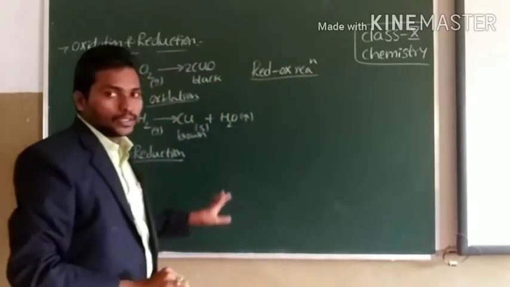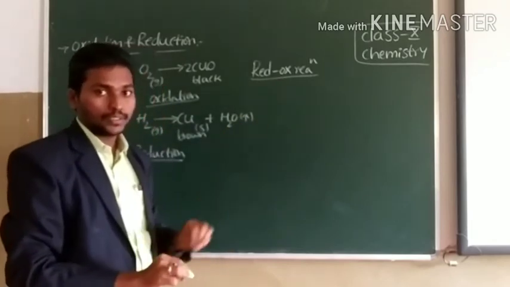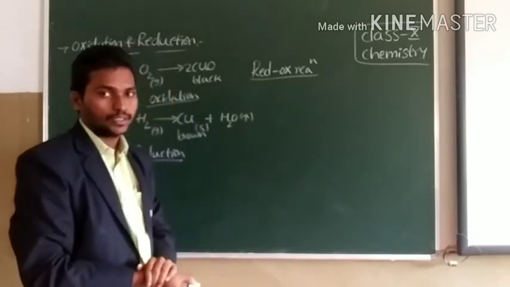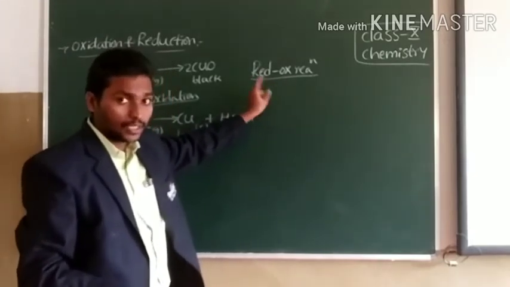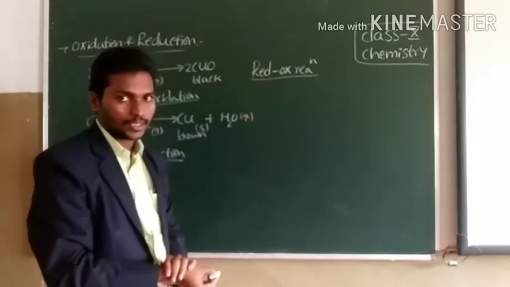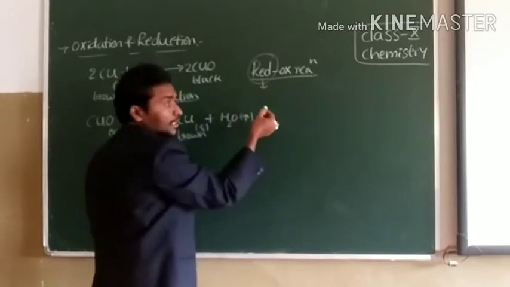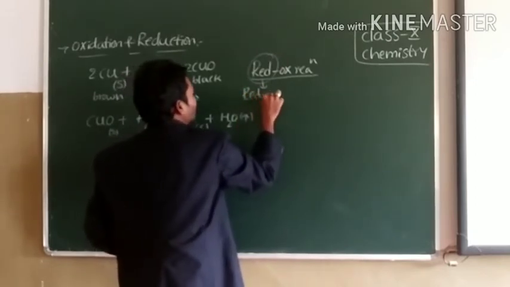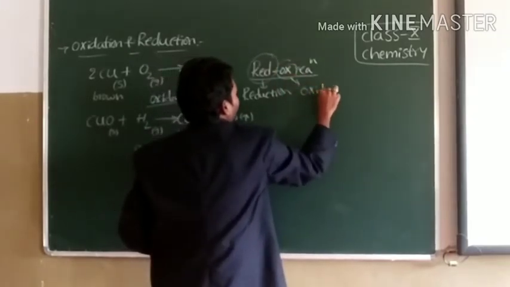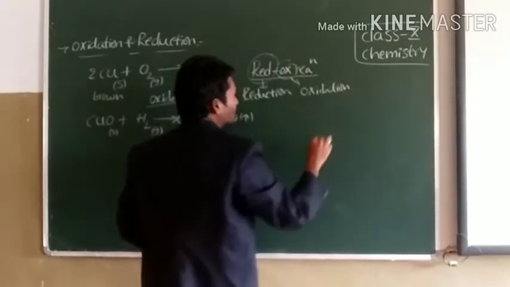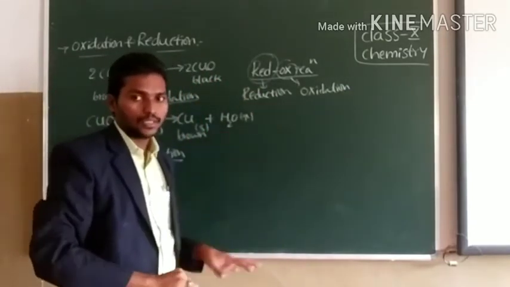Redox reaction means the reaction in which both oxidation and reduction take place. Such reactions are called redox reactions. I am repeating. The reaction in which both oxidation and reduction take place is known as redox reaction. Here the term redox indicates RED for reduction and OX for oxidation. So in the chemical reaction both oxidation and reduction take place.